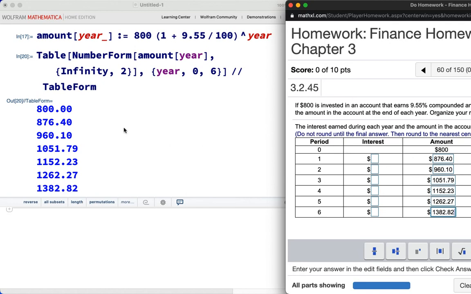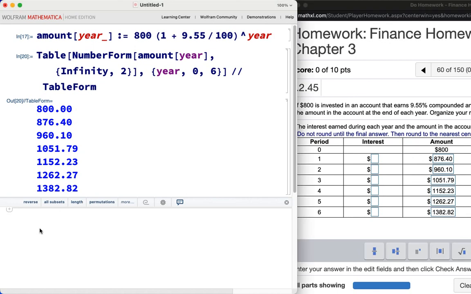So to find the interest, we would need to subtract these amounts. $876.40 minus that $800, and then $960.10 minus that, et cetera. So you're going to take each subsequent value and subtract the value before. It's really that simple.